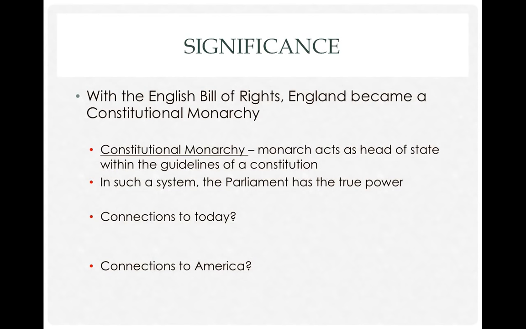One way I usually like to explain this to students is that before this, the king was above the law. And now, after this, the king is under the law. The law is higher than even the king.